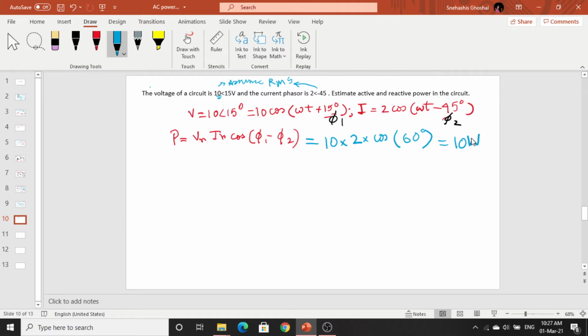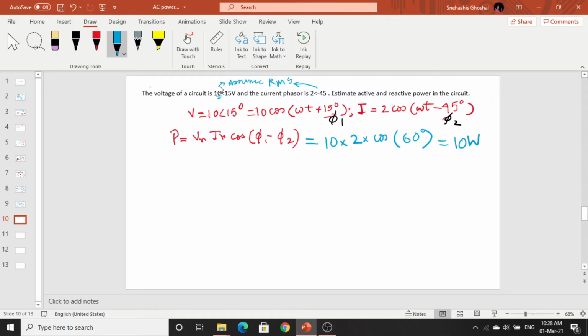Clear? Now one thing, phi 1 is plus 15, phi 2 is minus 45. So can you analyze what type of circuit it is? Obviously you see that here the current is leading, it is plus 15, it is minus 45. So which one is advanced? Current is advanced. Current first comes to 0, after that voltage comes to 0. So current is leading. So it is a capacitive circuit.